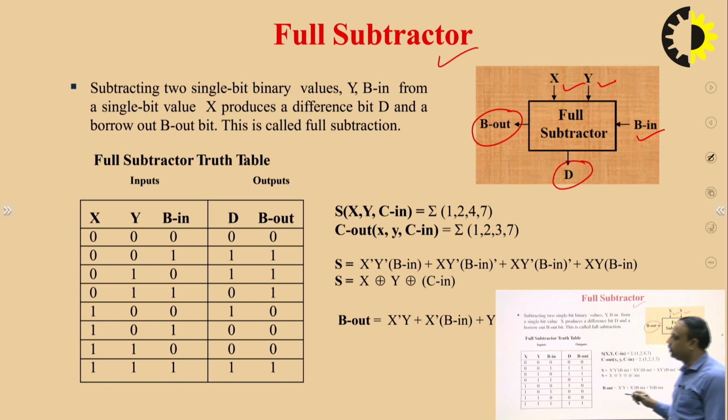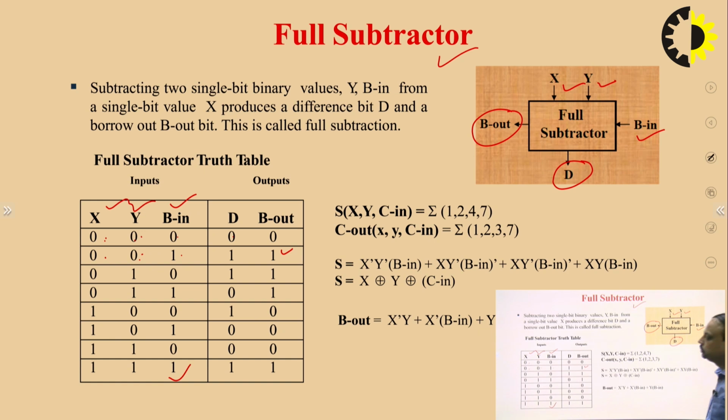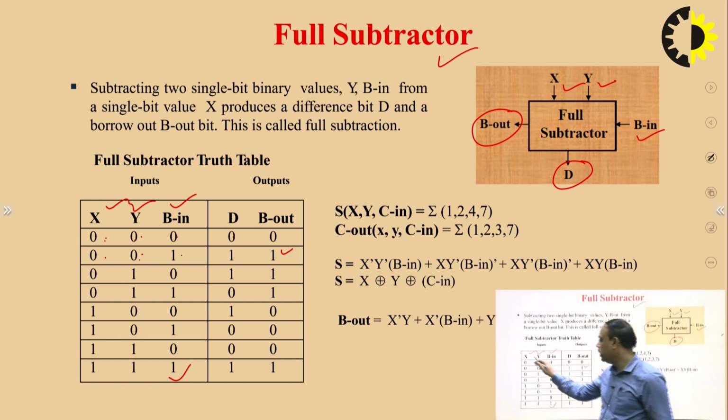For this we need three inputs, X, Y, and borrow in, with the combinations represented by 0 0 0, 0 0 1, 0 1 0, 0 1 1, and so on up to 1 1 1. Again, 0 minus 0 is equal to 0, there is no borrow. And for 0 minus 1, we need a borrow. So over here we require 3 bits, where the subtraction is performed.